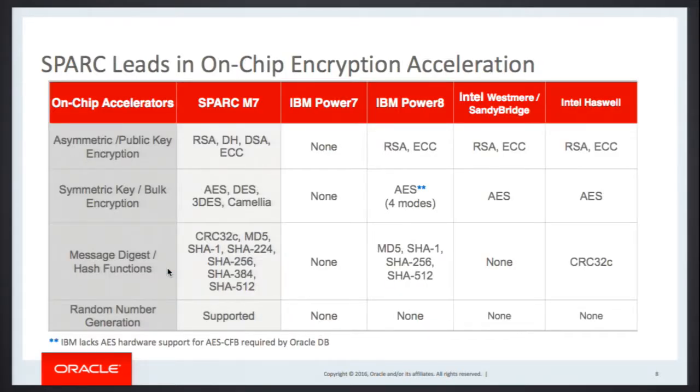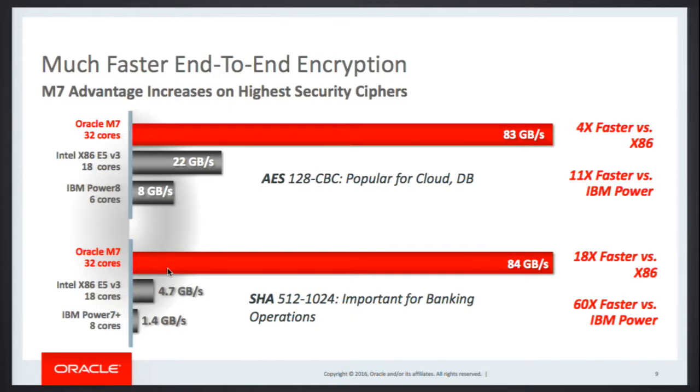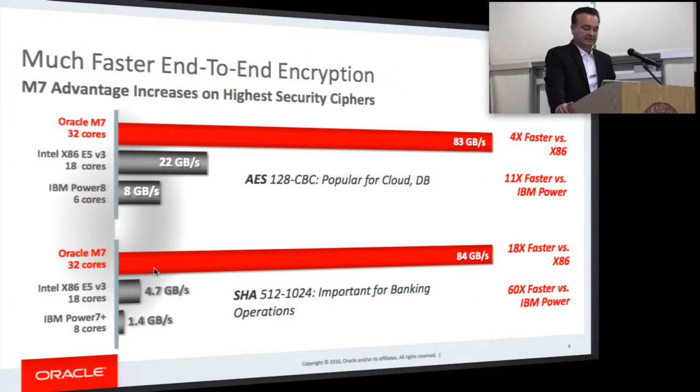As you can see, they can do public key encryption, they can do bulk encryption. You can see the hash functions that are in there. It's extremely comprehensive, and there's actually some competitive comparisons here to some other reasonably contemporary processors. So as examples of what we get from a performance standpoint, here AES 128 CBC, basically 83 gigabytes per second, which is so many times faster, from a bandwidth standpoint, than what we see on other processors out there.